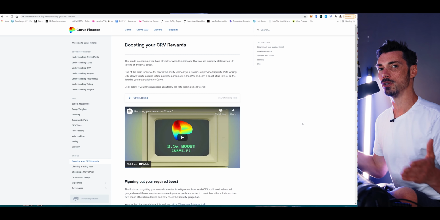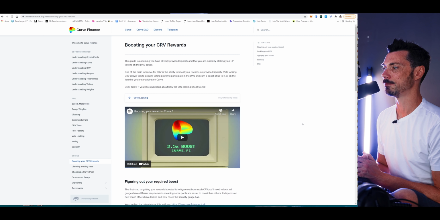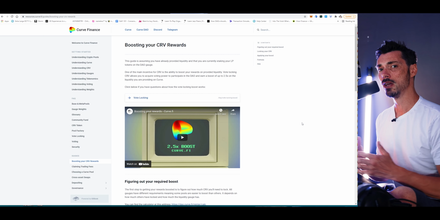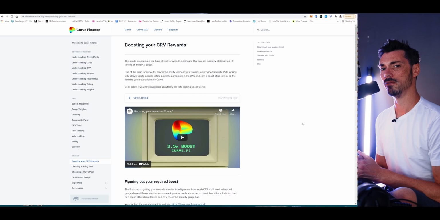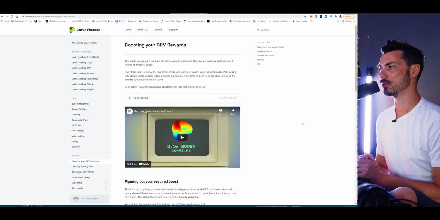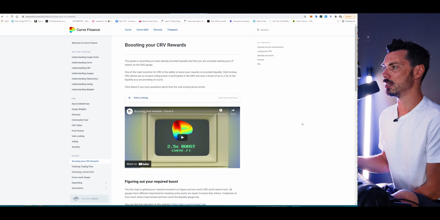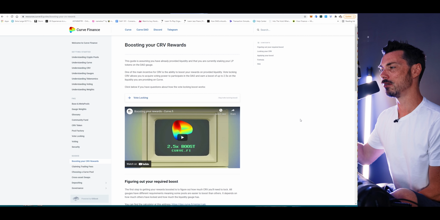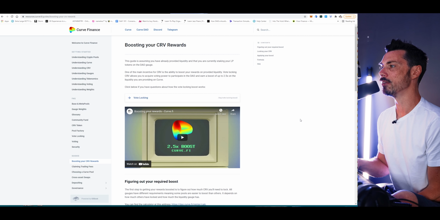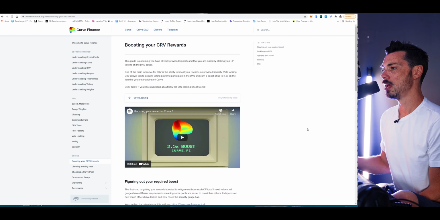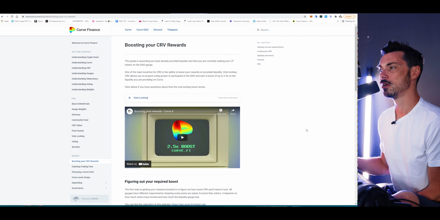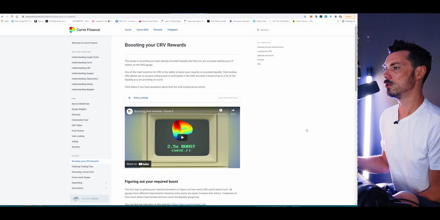And over the course of 4 years, if you lock up CRV tokens, you will earn an equivalent amount of veCRV tokens. These are the vote-locked CRV tokens. And basically, the longer you lock tokens up, the more voting power you have. But also, on top of that, you get a 2.5x boost on your rewards for doing so.